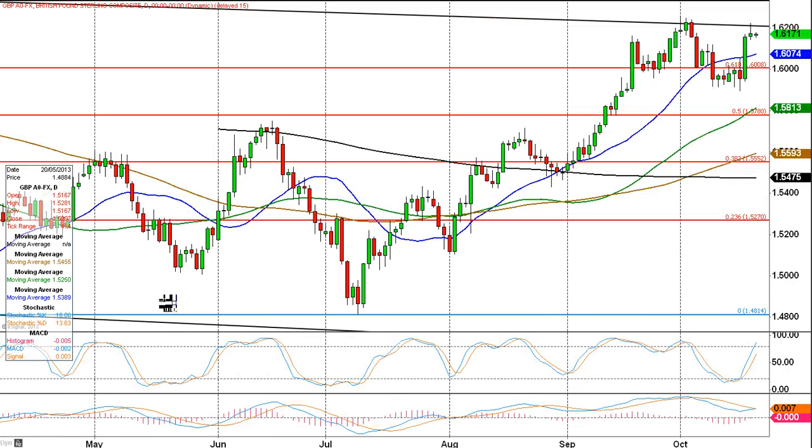So this is the daily chart. You can see the trend line up here with the black trend line, and you can see how this area was rejected on Friday with the spike higher and a close quite near the open. So as I say, we are struggling at this trend line here.